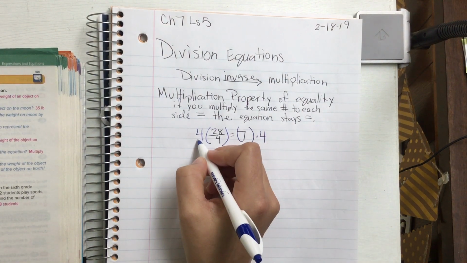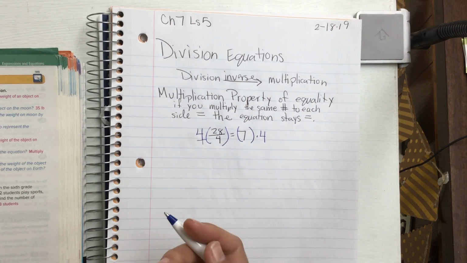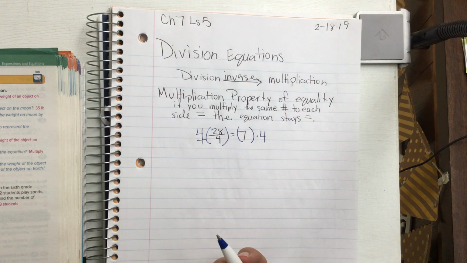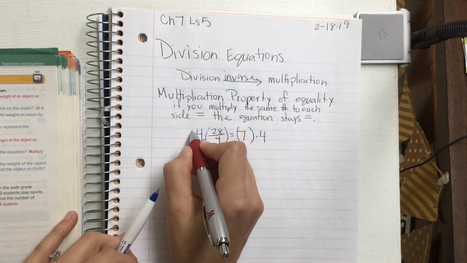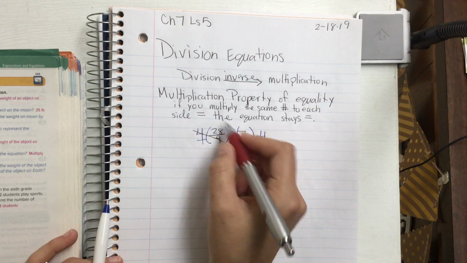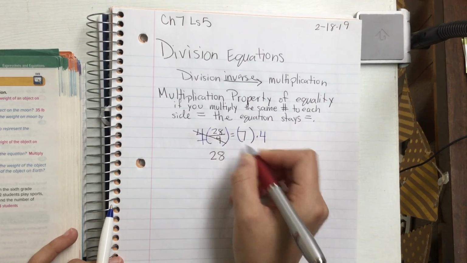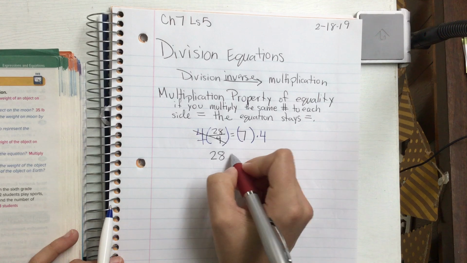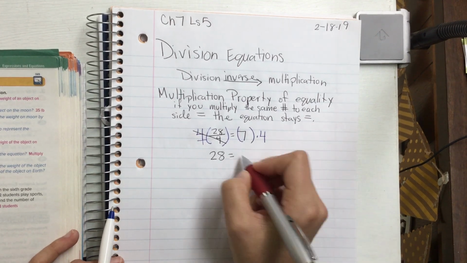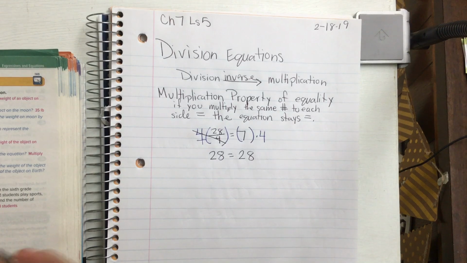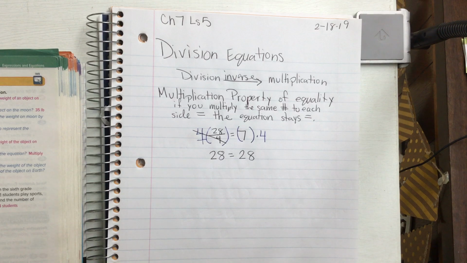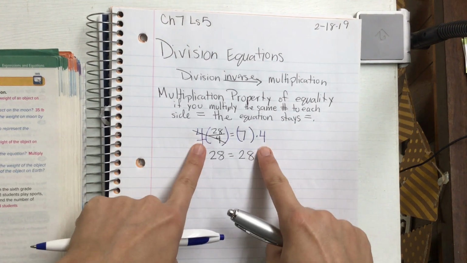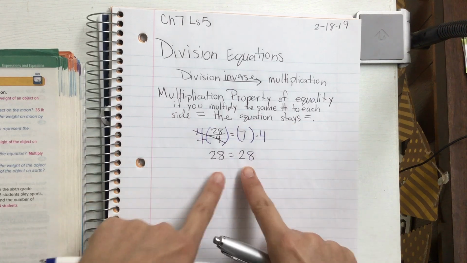Now you see that this is 4 over 1 when you look at it as a fraction. What happens when we have 4 over 1 and something fourths? They what? These 4s are going to cancel out. I'm going to be left with 28 on the left side of my equation. And what is 7 times 4? 28. It's equal on both sides. So that shows you that if I multiply on both sides of the equation, as long as I do the exact same thing, times 4 on both sides of the equal sign, it stays equal.